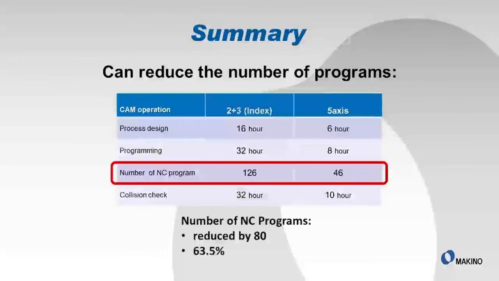Once again, on the center console, we showed how if we'd have done that with a 2+3 approach or an index approach versus the 5XC approach, we went from 126 NC programs to 46. So we reduced the number of programs by 80, which is a 63-64% reduction in the overall number of programs.